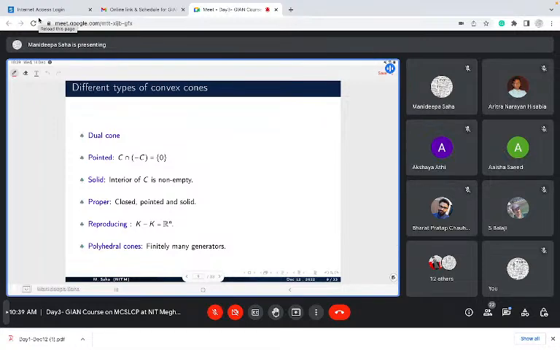We will say that a cone is pointed if its intersection with the negative of that cone is 0. We call it a solid cone if the interior is non-empty. We call a cone a proper cone if it is closed, pointed, and solid.